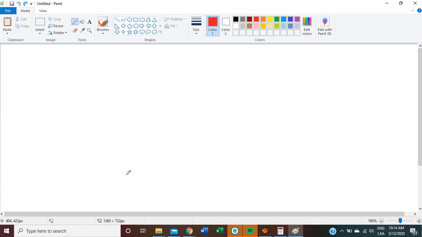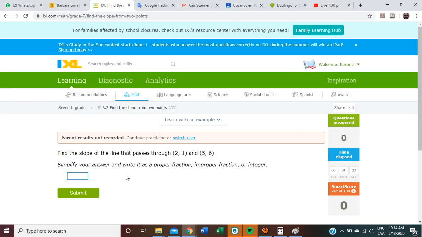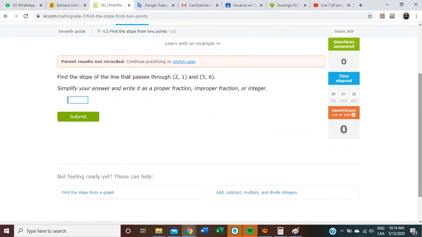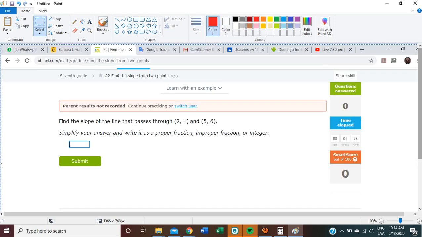All right, so what we're going to do is copy and paste the problem. Okay, we have these 2 coordinates, 2, 1 and 5, 6. Remember that the first number in a coordinate refers to the x, and the second one refers to the y. So this is x and the second number is y.